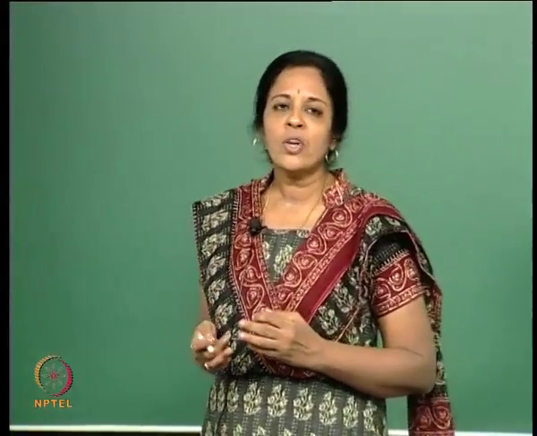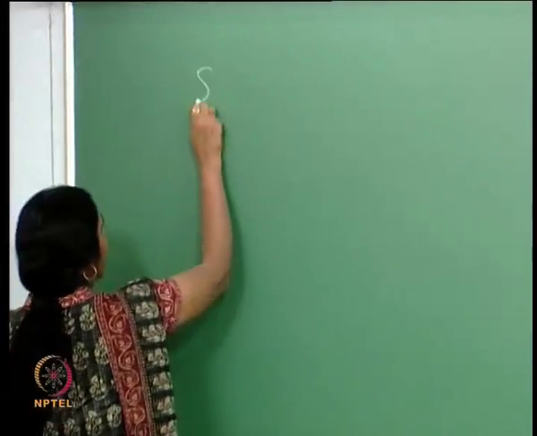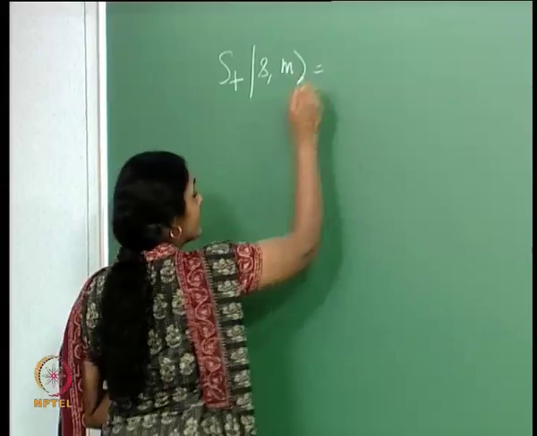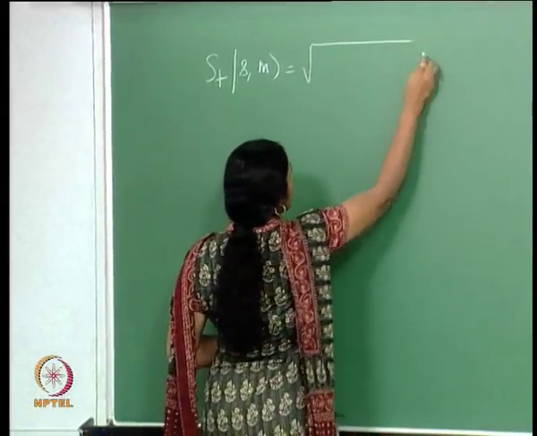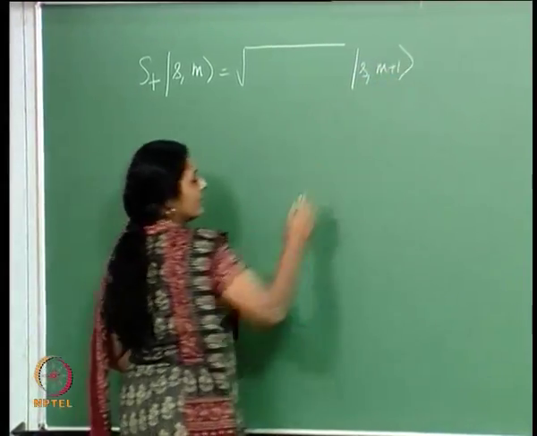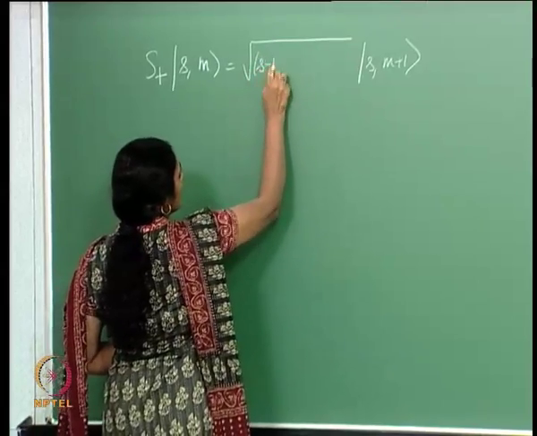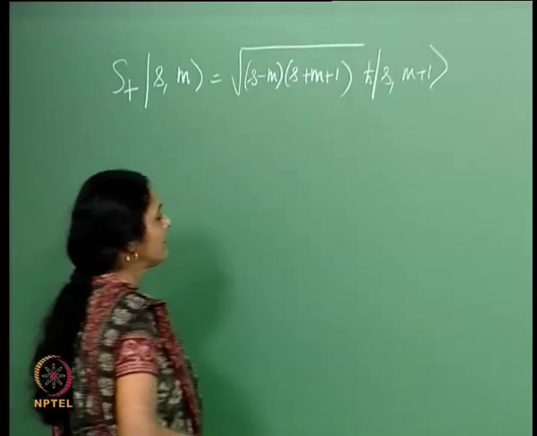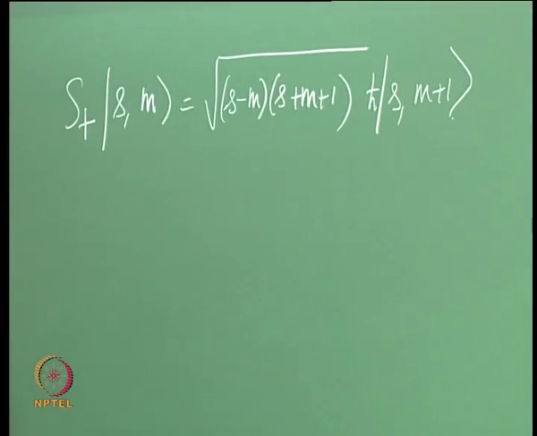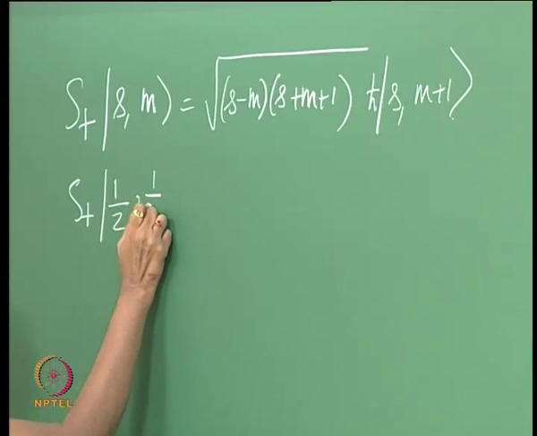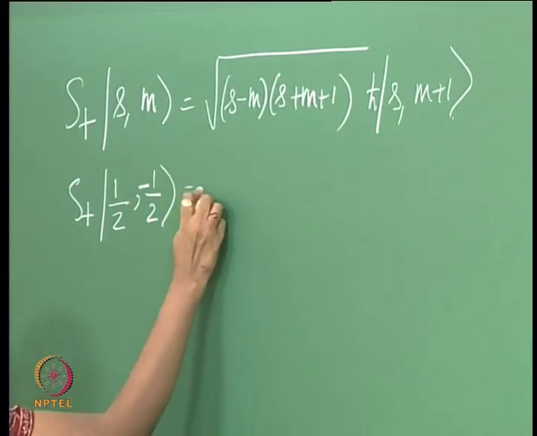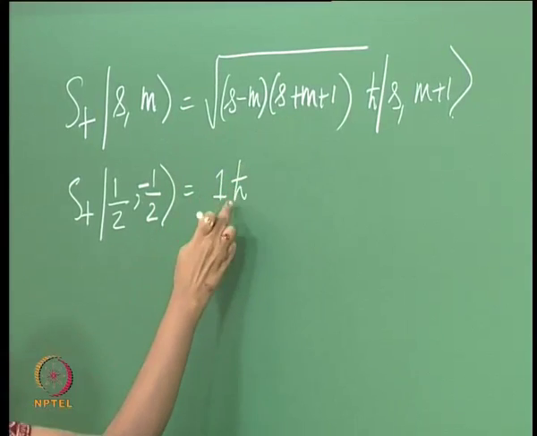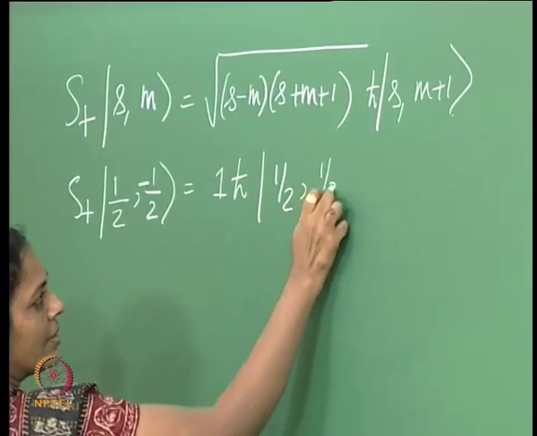Now, in general, because S plus is the raising operator, it acts on the state given by labels S comma M, takes it to the state S comma M plus 1 with a coefficient which is root of (S minus M) times (S plus M plus 1) ħ. Now, this is a general relation and we will derive this in greater detail later. And therefore, S plus in the case of the spin doublet or the two level atom would act on the state half minus half and give us 1 ħ as the coefficient and take it to the state half half.